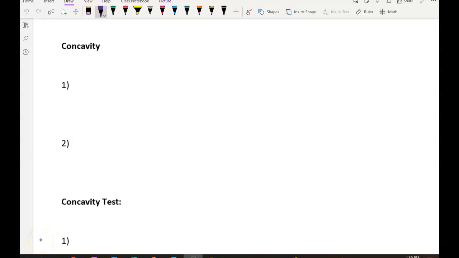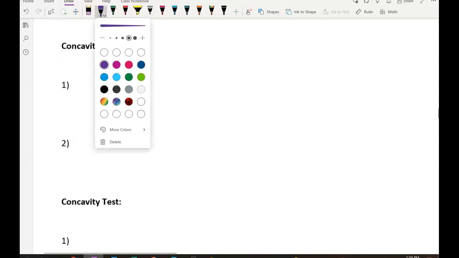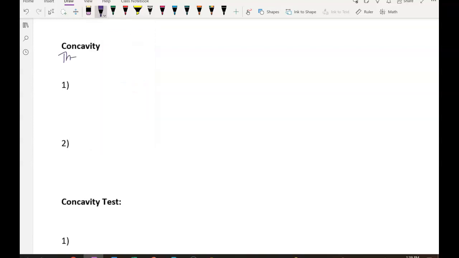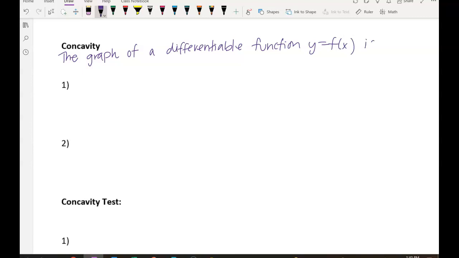All right, guys, so the next definition in our notes is concavity. So we want to say that, oh, that pen is super fat. Okay, let's try a skinnier one. So the definition is the graph of a differentiable function, let's call it y equals f of x, is, okay, we're going to define it two ways, concave up.